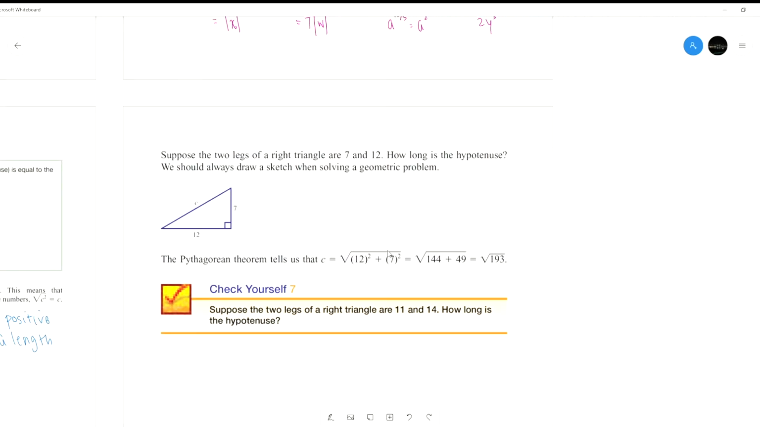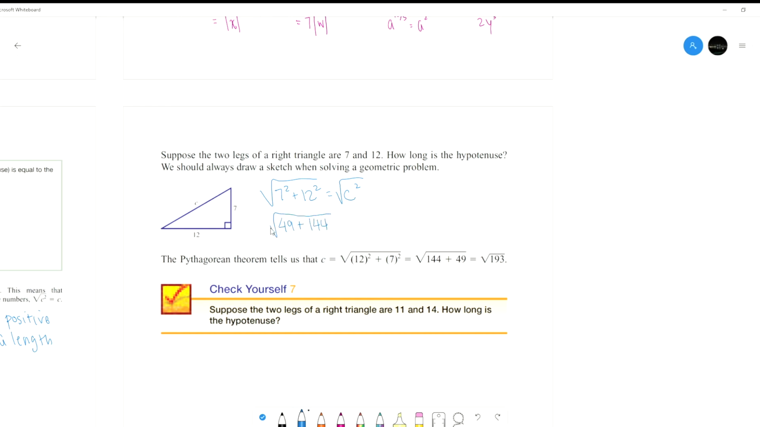So suppose we have two legs of a right triangle, 7 and 12. How long is the hypotenuse? 7 and 12 represent the legs, right? Because they are right next to the right angle. So we would have to do the Pythagorean theorem. So that means 7 squared plus 12 squared is equal to c squared. And then we square root both sides. So 7 squared is 49 plus 12 squared is 144.